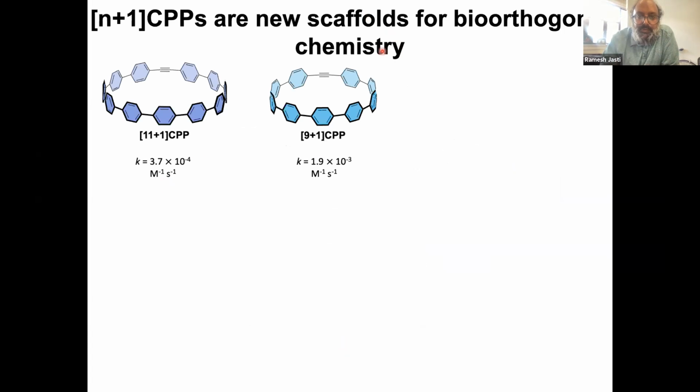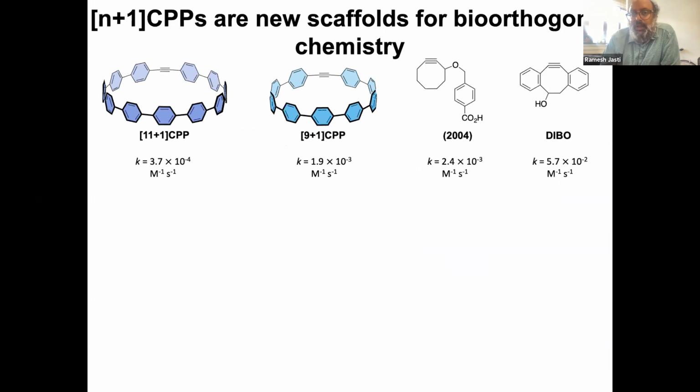And so this is the reaction rate with benzyl azide. Okay, so we monitor these reactions, get the reaction rate. If you want to think in comparison to cyclooctane, one of the very early versions of cyclooctane is around 10 to the -3. There are better versions of that reagent. The Dibo one is the one that was in the catalog that I showed earlier.